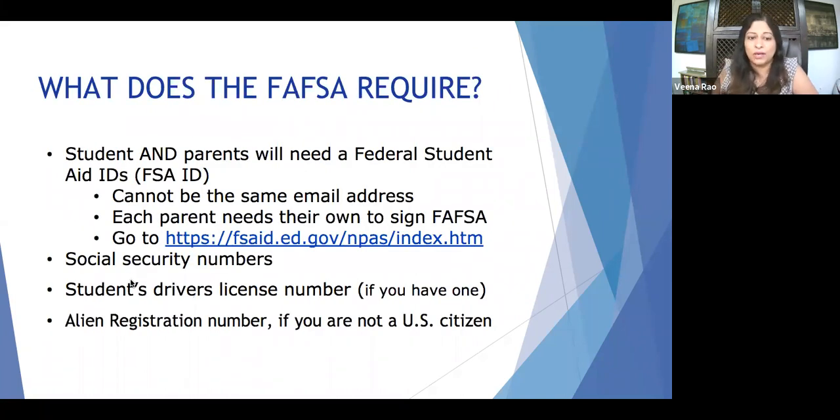So in terms of what the FAFSA requires, one of the first steps that parents and students need to do is to go in and obtain a Federal Student Aid ID, the FSA ID. Each of you needs to have your own email address, each parent and the student, all separate email addresses. And then you would use your social security number. If you're not an American citizen, then you would use your alien registration number.